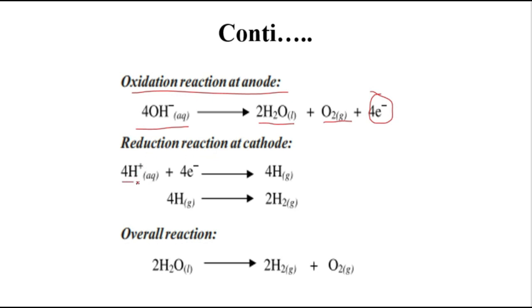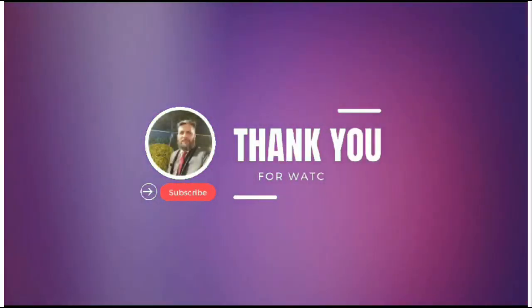Furthermore, 4 hydrogen ions will gain the 4 electrons, right, and it will form 4 hydrogen atoms in the gaseous state. These 4 hydrogen atoms will be converted into 2 hydrogen molecules, right, and this reaction takes place at the cathode, and the overall reaction will be 2 water molecules converted into 2 hydrogen molecules and 1 oxygen molecule.